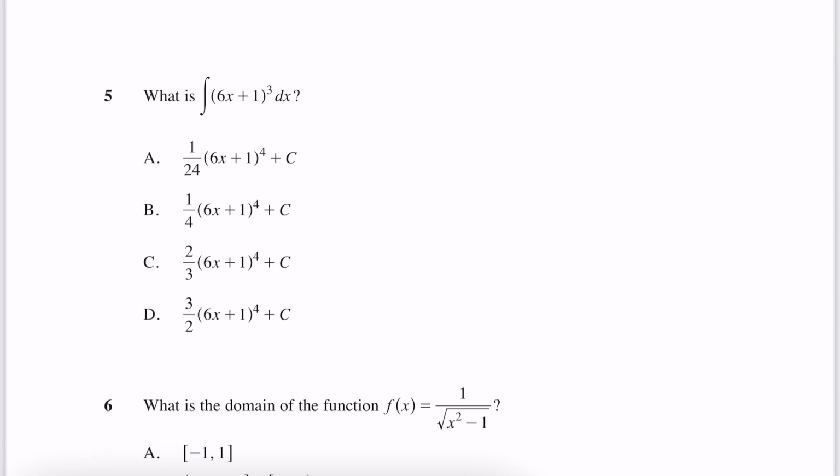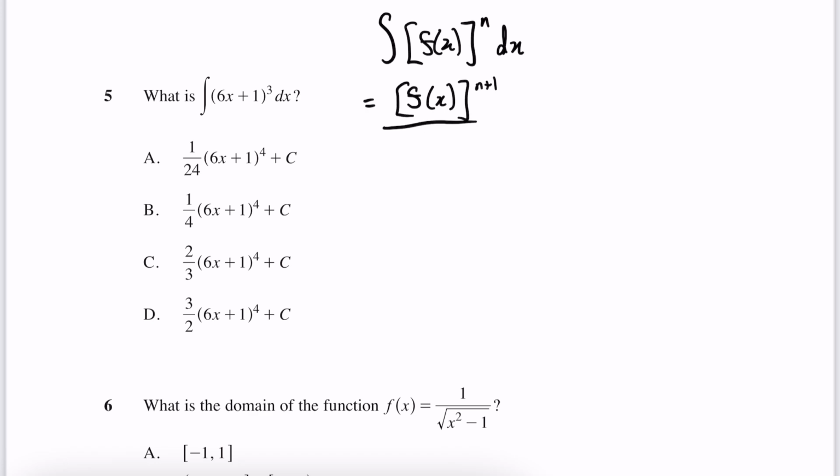Question 5. What is the integration of 6x plus 1 all to the power of 3? So this is a pretty simple integration. What we need to do is recognize that the integration of the function of x raised to a power n is equal to the function of x to the power of n plus 1 over the derivative of that function multiplied by n plus 1.